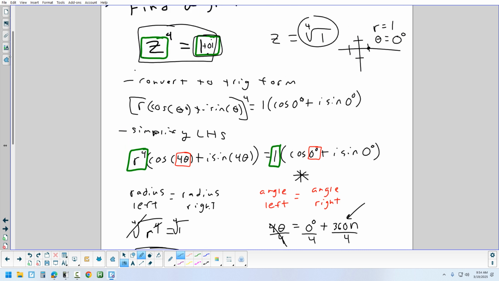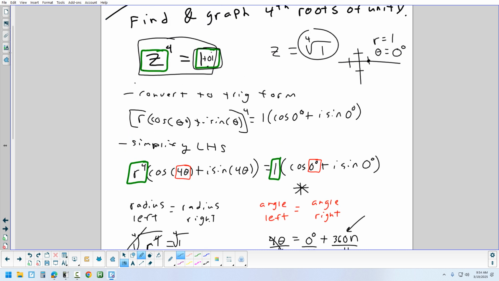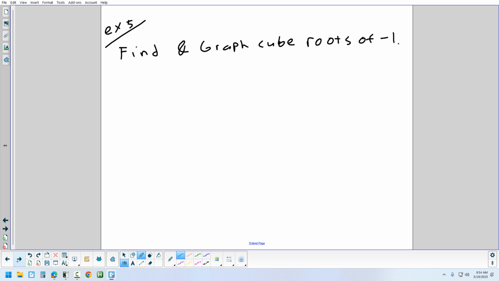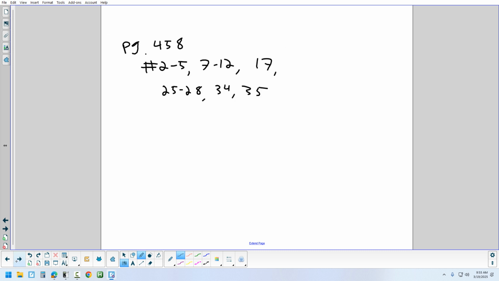So these are the key steps right here in how you find roots. You've got to do it in trig form, simplify the left-hand side, and then set up these 2 equations. Radius left equals radius right. Angle left equals angle right. There's only one root problem on the test, and we can practice another one before the test. So this is tomorrow night's.